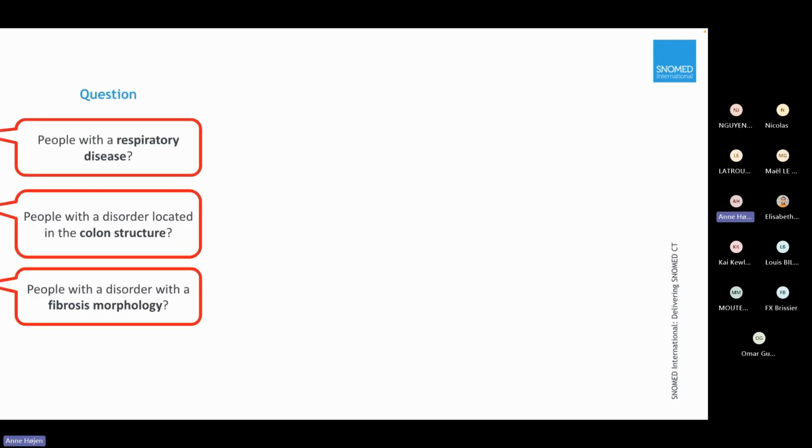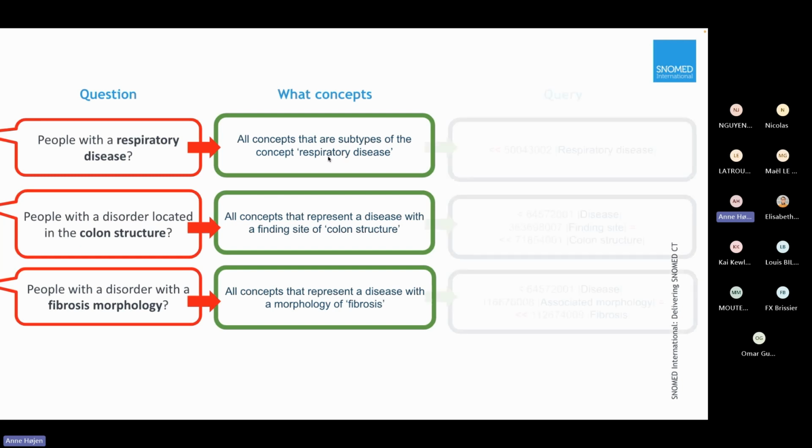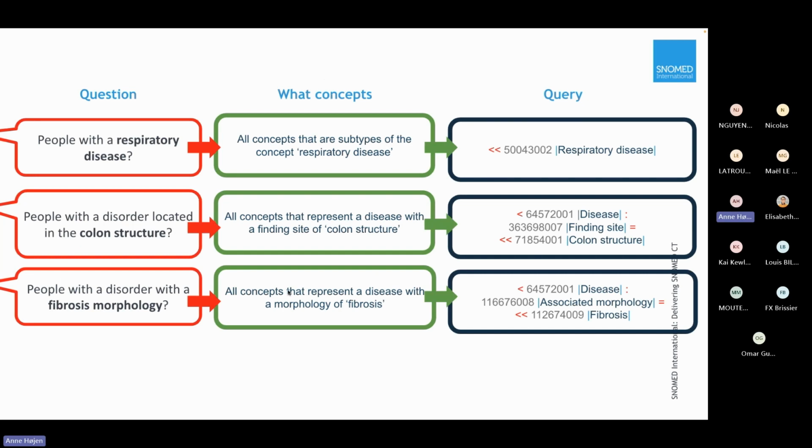So the process for doing data analytics with SNOMED is first of all to know what it is you want to ask, what are the patients you want to identify. And from that overall question, you can then ask, okay, if I am asking this question, what are the concepts in SNOMED CT that I need to identify? So for people with a respiratory disease, I need to find all the concepts in SNOMED that represent some kind of respiratory disease. And from understanding what concepts you want, you can then start to construct the proper query.